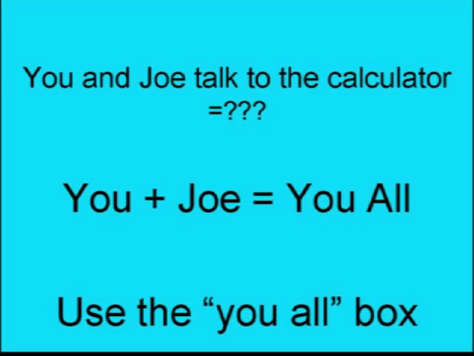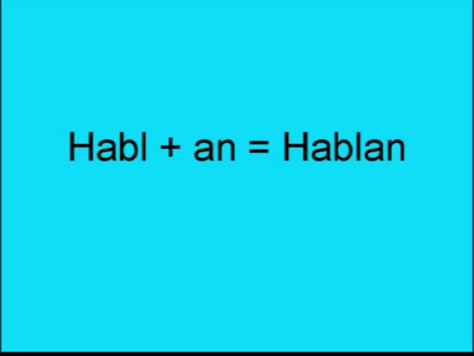If I wanted to write you and Joe talk to the calculator, I would apply the ending found in the you guys box. Because if I am saying you and Joe, I am really saying you guys. The ending in the you guys box is an. So apply this to habl and you get hablan, which in this situation means you guys talk.